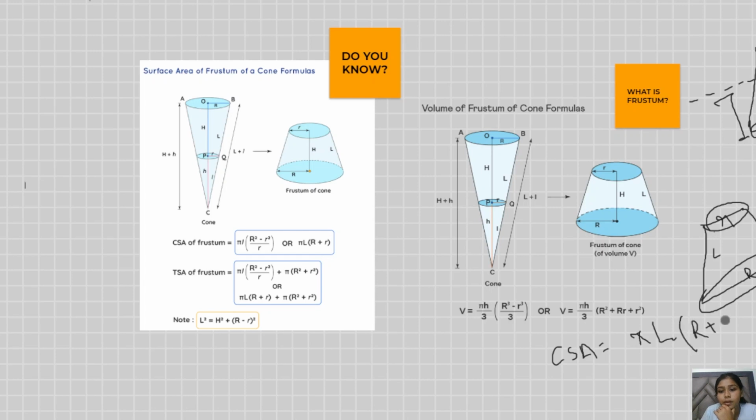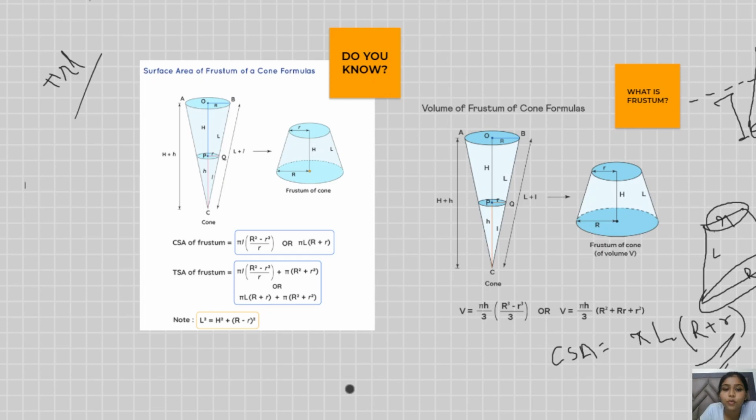π L (R + r). In the case of a cone we write it as π r L, right? In this case also we are writing π r L, but since there are two radii in the case of the frustum, we write it as π L (R + r). I hope that's clear to you.